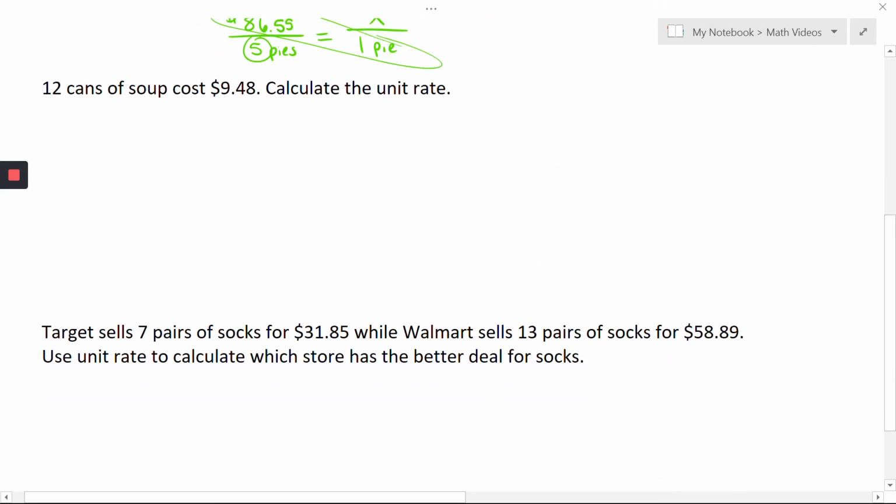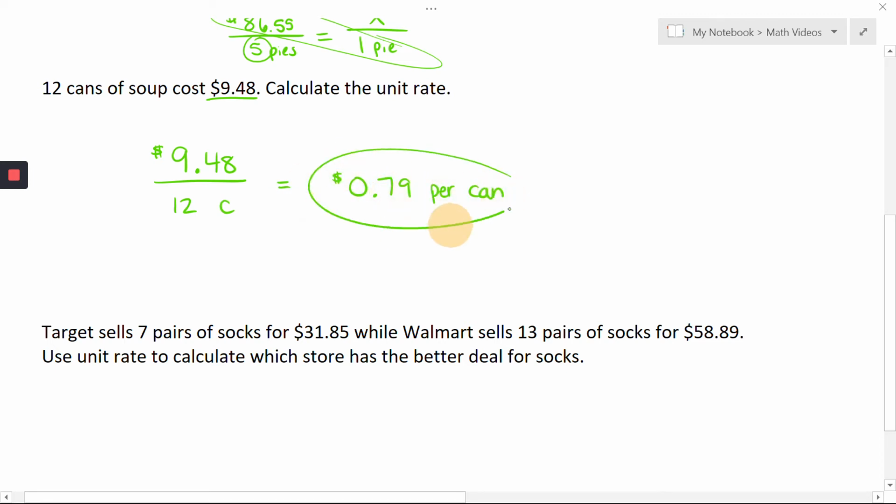In the next one, we're dealing with money again. So I'm going to do 9.48 up top divided by 12 cans. And again, that's going to tell me how much it is per 1 can. So 9.48 divided by 12 is 79 cents per can.